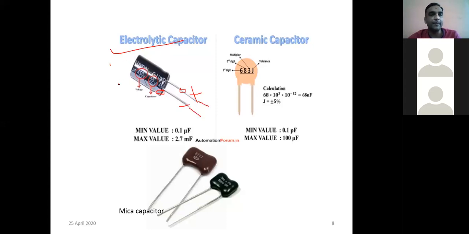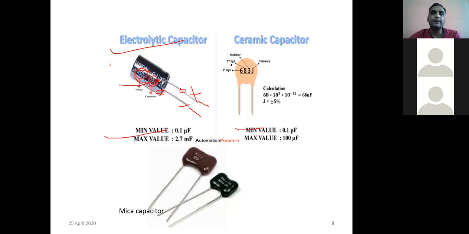The value of the capacitor will be written on the case. Right now you can see over here, it is 22 microfarad. This is the highest value up to which you can charge the capacitor. Different values of electrolytic capacitors are available in the market. These are the minimum and maximum values which are mentioned.